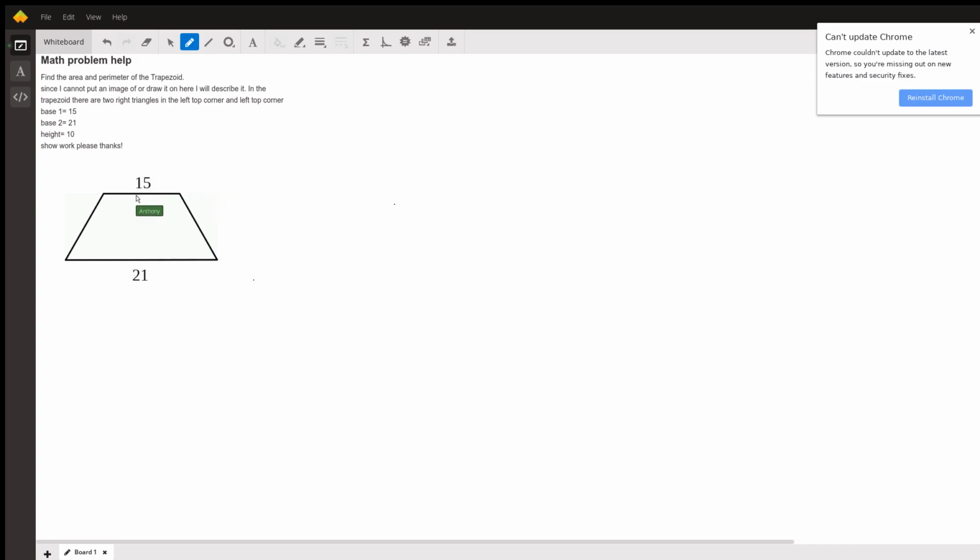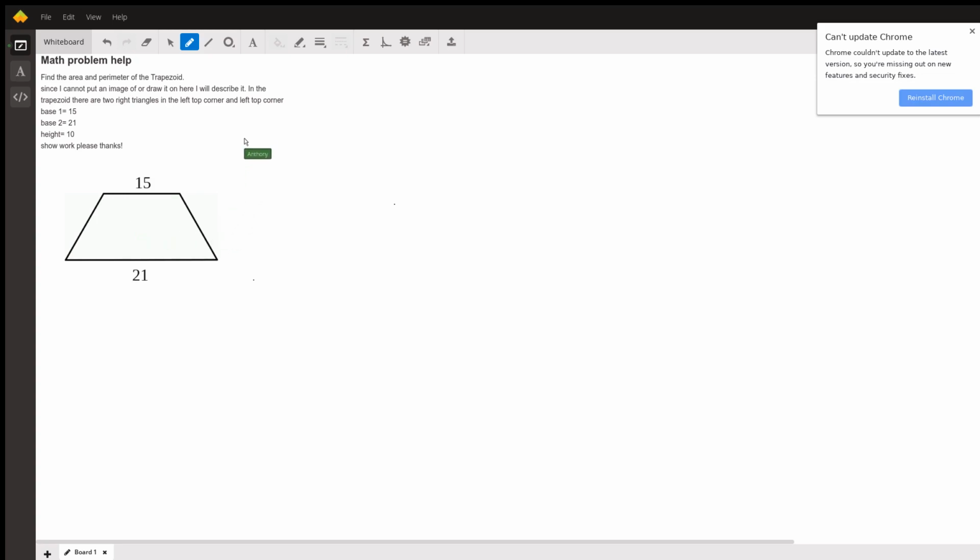So the perimeter is all these sides added up together. Luckily, the problem already provides the lengths of the bases. So we have base 1 on the top here, 15, and base 2 on the bottom here, which is 21. So two sides down. Now we just have to find the length of this diagonal line on both sides of the trapezoid.